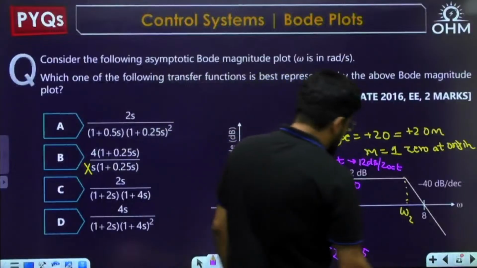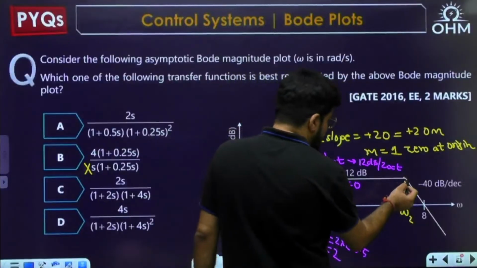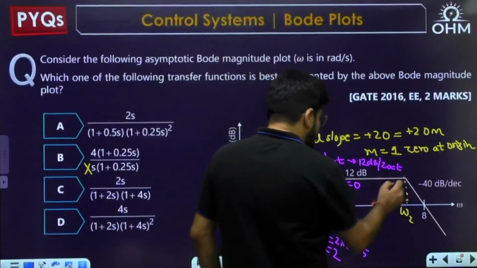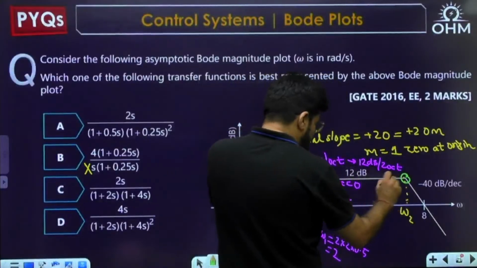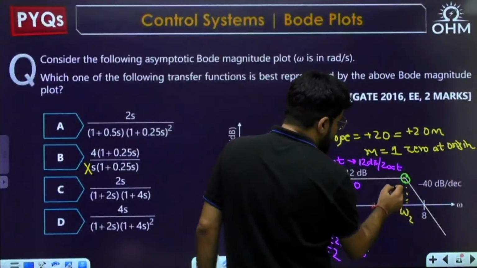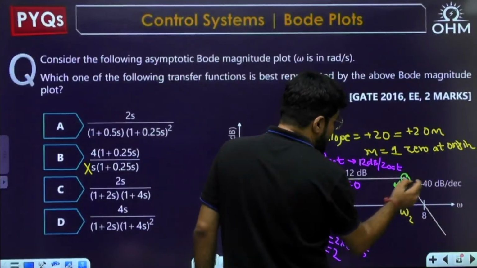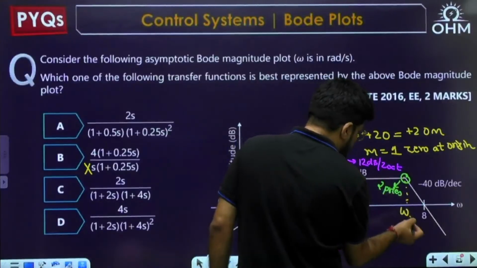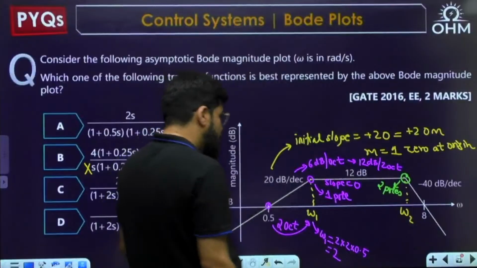Let me come to the 0 or pole also. What is this? Here again, this is a pole only. Why? You see here, the slope is 0. Now the slope becomes minus 40. That means there is a reduction of slope by 40. 40 means 2 poles. Okay, 2 poles at omega 2.